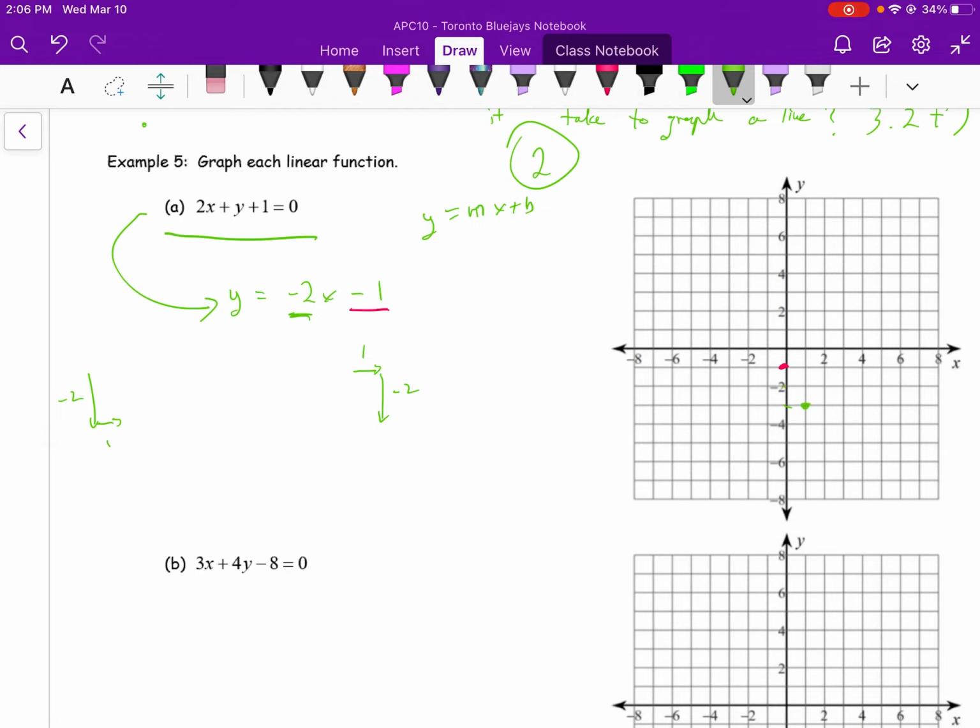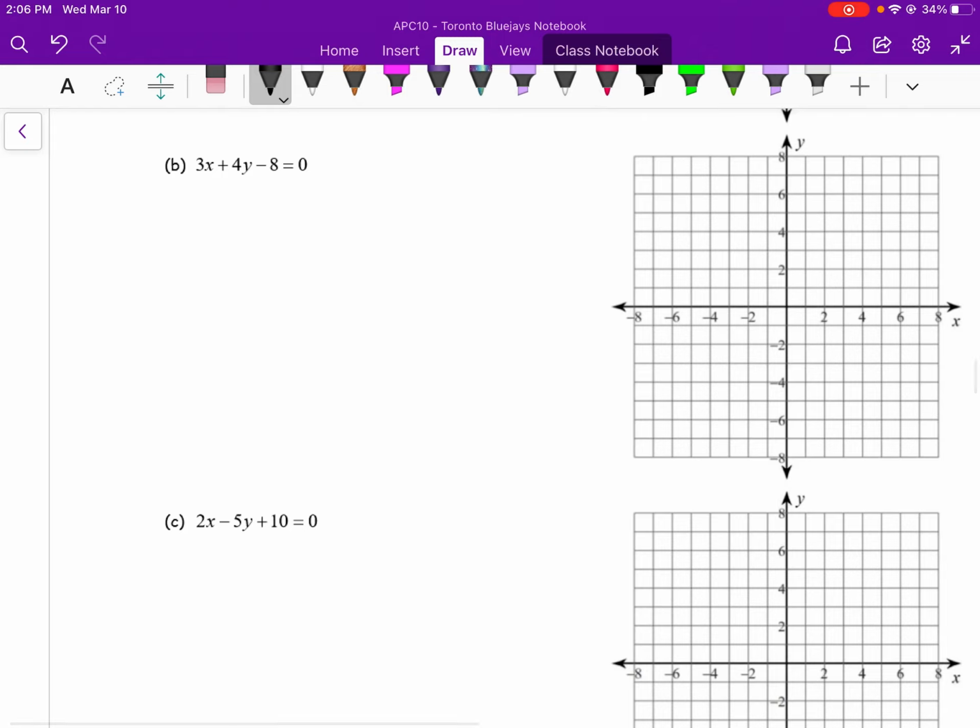So I'm just going to count down 1, 2, and over 1. I end up with a second point. I ask myself, how many points do I need to graph a line? Answer is 2. So there. I start graphing my line, and there I have it. Those are my 2 points. Please use a ruler. Please make sure that your lines have arrows at the end. All right. That wasn't so bad.